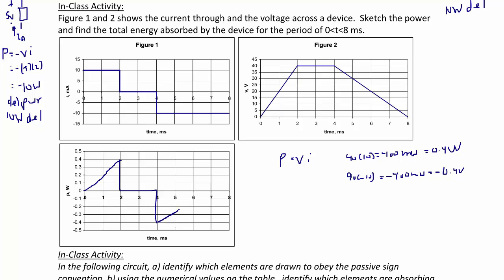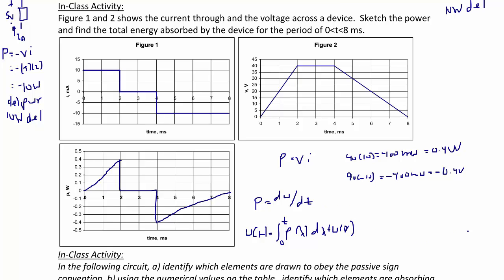And it ends at the 0. So now I want to find the total energy absorbed by the device from 0 to 8 milliseconds. Well, we know that P is equal to dW/dt. So to find the energy, W of t, that would be the integral from 0 to t, P of lambda, d lambda, plus the initial energy, W of 0.